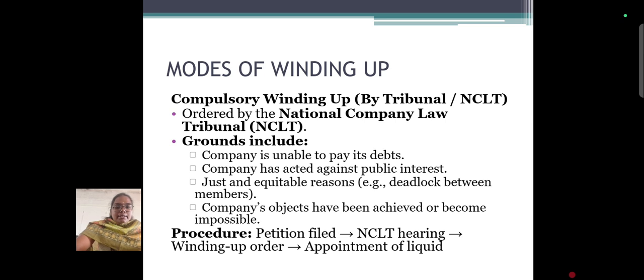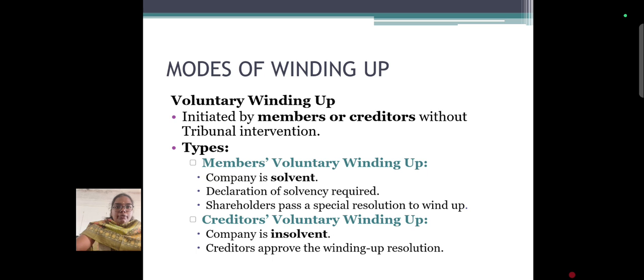Next is procedure. Now, how the compulsory winding up is done. The procedure for compulsory winding up is petition filed, NCLT hearing, winding up order and appointment of liquidator. The second mode of winding up is voluntary winding up, initiated by members or creditors without tribunal intervention. Types are members voluntary winding up and creditors voluntary winding up.